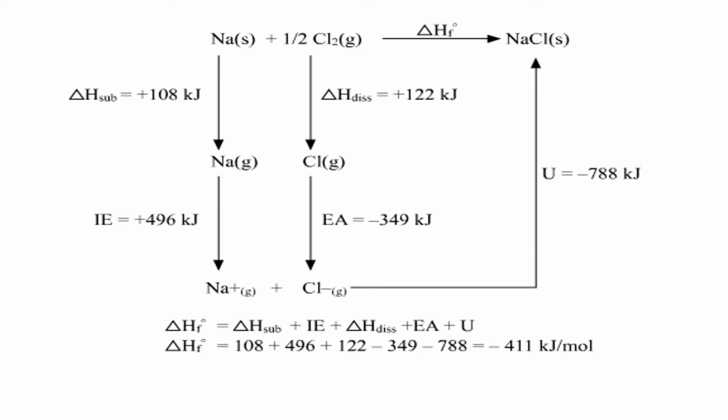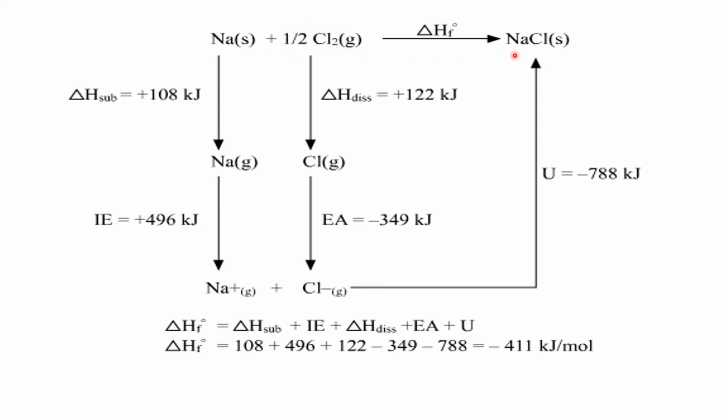See here, all the 5 steps could be summarized here. This is the first step. Sodium from the solid state is converted to sodium in the gaseous state. Sublimation energy is here. In the second step, sodium is converted to Na+ gaseous ion, and that is the ionization energy here. Now take chlorine.